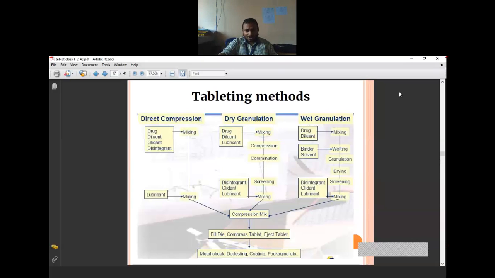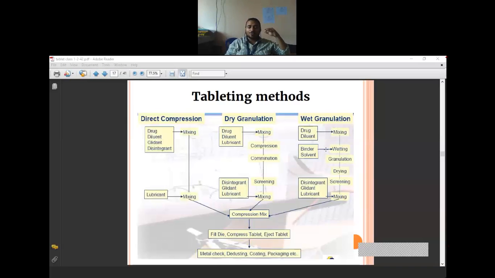What is the wet granulation technique? Drug and diluent are mixed together. Then granules, lubricant, yes. Drug, diluent and lubricants are mixed together. Yes, drug and diluent are mixed together.